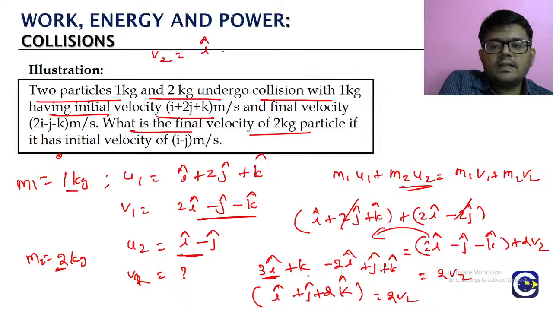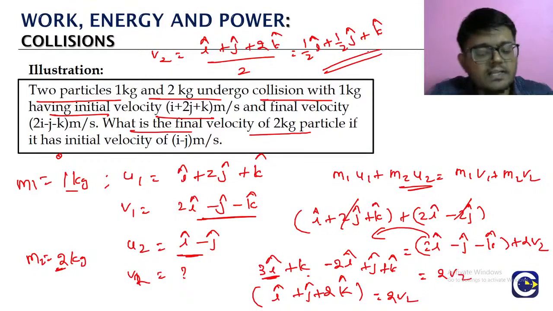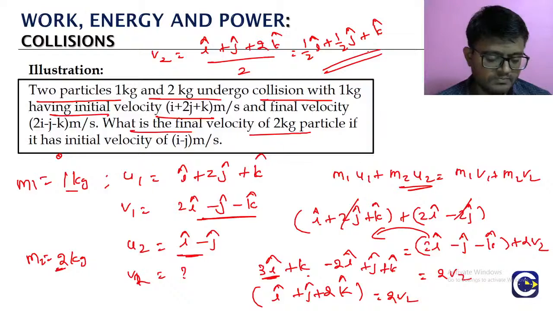v2 is i plus j plus 2k divided by 2, which is half i plus half j plus k. We can write it this way. So that is the final velocity of the 2 kg particle. Check it, is this the answer you got?